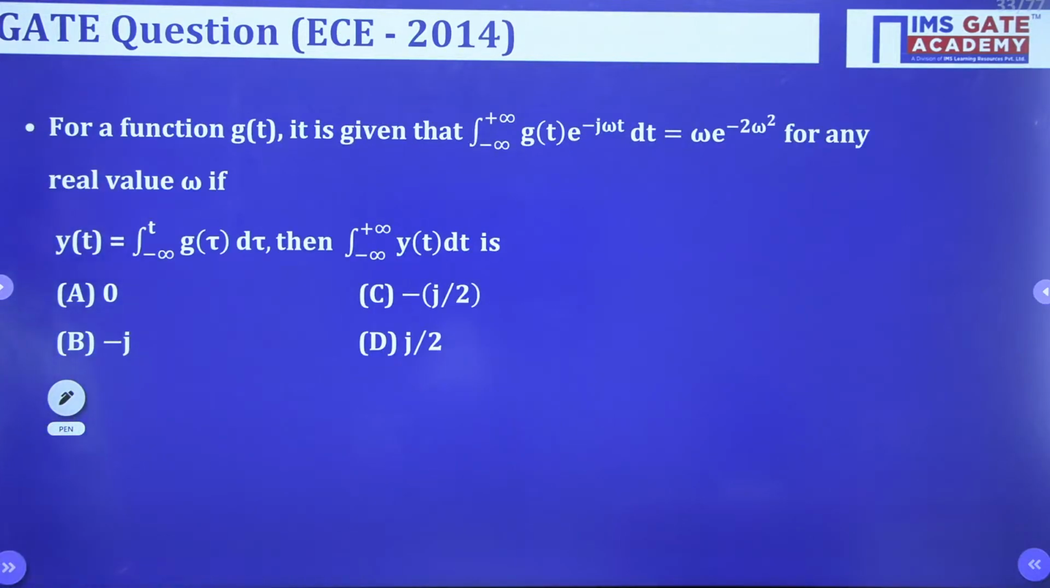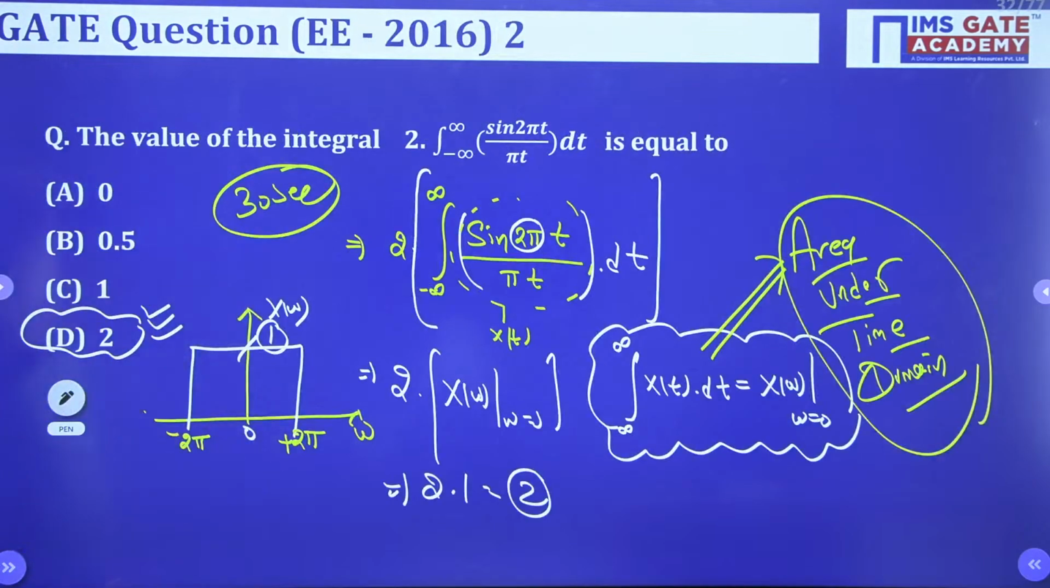Now the next question is coming. I think the last question is completed, बच्चों. I think the last question is already completed. Shall we go for the next?